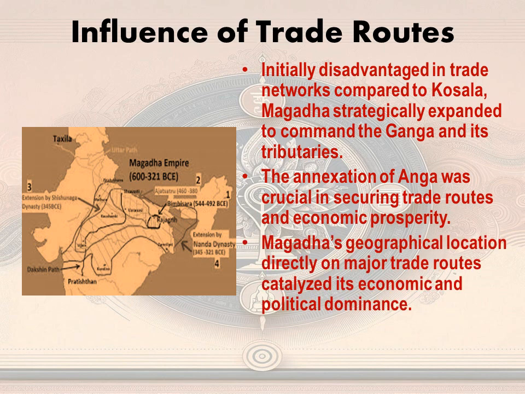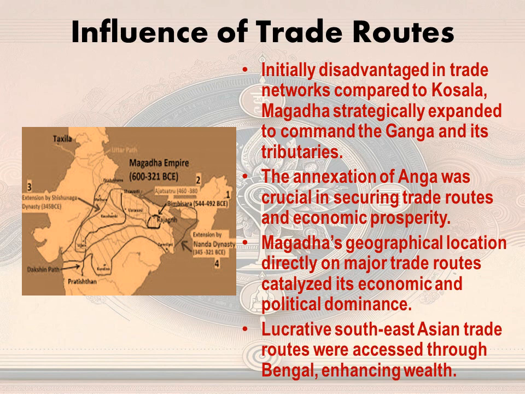Magadha's geographical location directly on the major trade routes catalyzed its importance and political dominance. So, Magadha was located in a very strategic and commercially important position. Lucrative Southeast Asian trade routes were accessed through Bengal, enhancing wealth. So, there was access to Southeast Asian territories through the province of Bengal, and thus Magadha's wealth was enriched by a proper focus on trade and commerce.